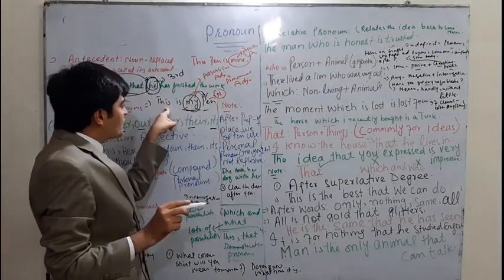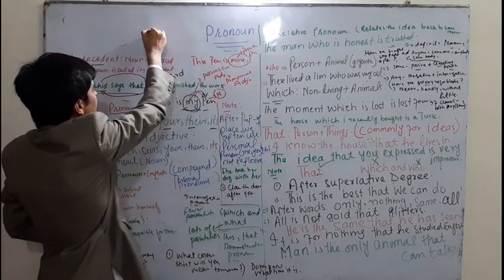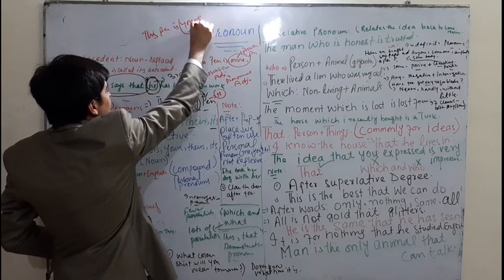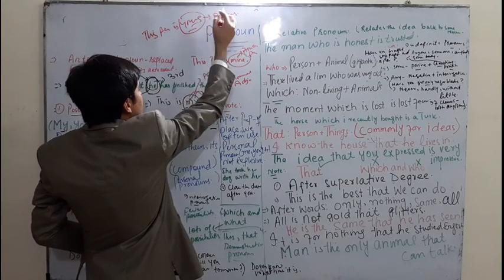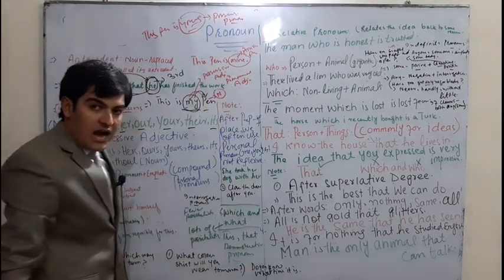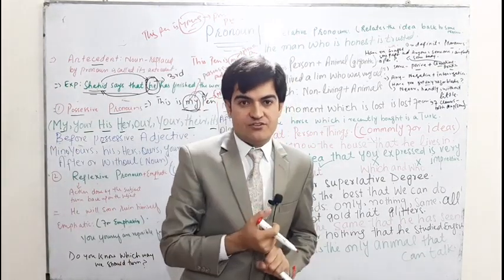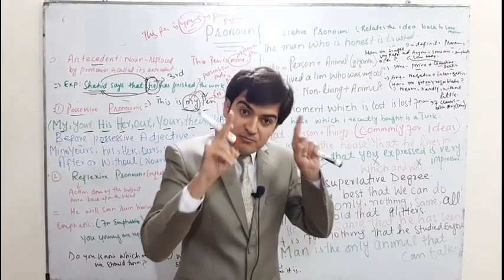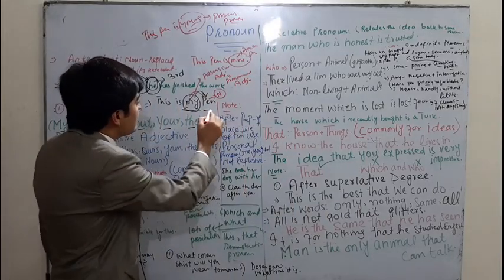If you take the same sentence this way, this pen is yours, the same possessive adjective would become a possessive pronoun. Understand, this is the main difference between possessive pronoun and possessive adjective. With a possessive pronoun there would be no need of a noun, but for a possessive adjective there is need of a noun.